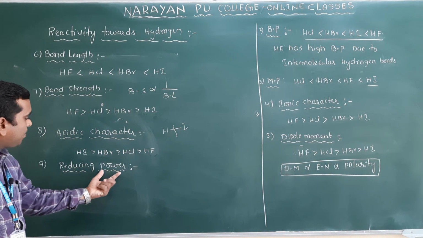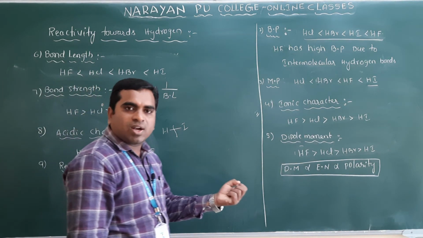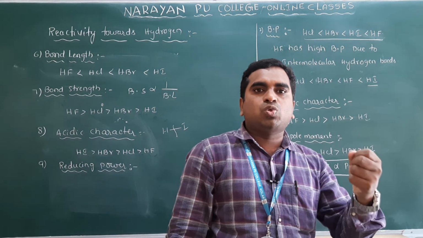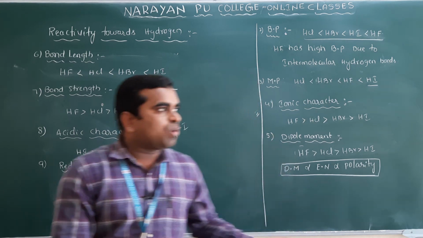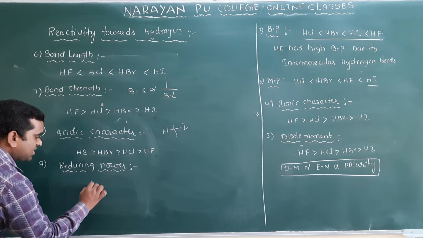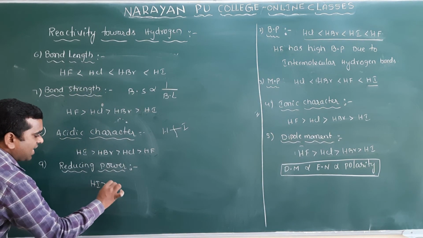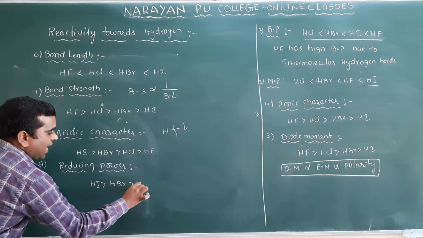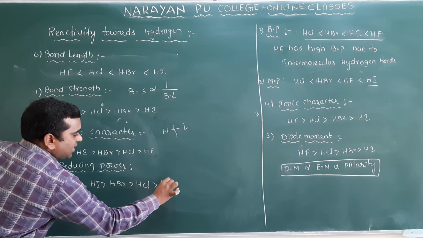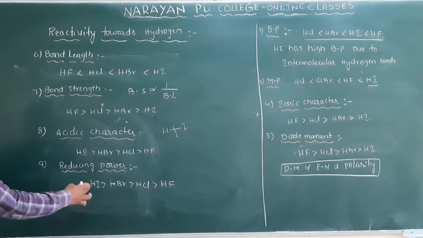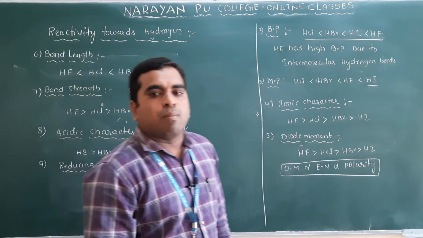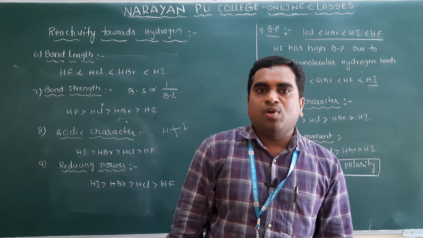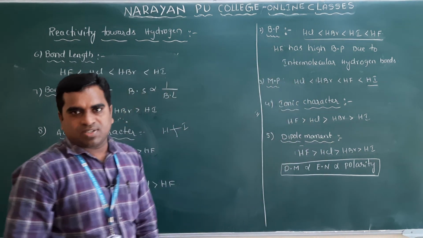So here reducing power depends upon the tendency to give the hydrogens. So which one has the highest tendency to give the hydrogens? HI has the highest tendency to give the hydrogens because it has a weak bond between the hydrogen and iodine. And this is about the properties of hydrides of halogens.